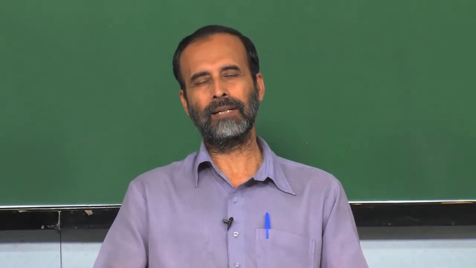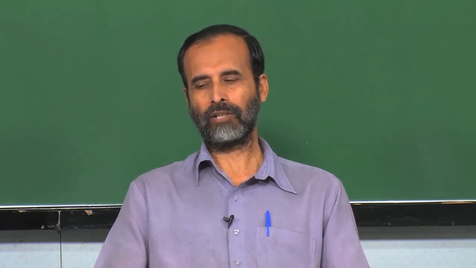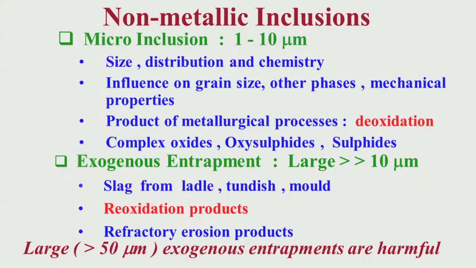Yeah, let me recapitulate a bit what I had discussed in the earlier session. I was covering non-metallic inclusions, which are known as NMIs. Then I had talked about two basic distinctions. One is the micro inclusion, where the size is less than 10 micron, so more or less 1 to 10 micron. So these are basically or essentially products of metallurgical processes.